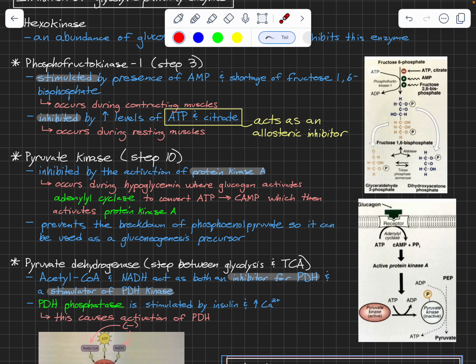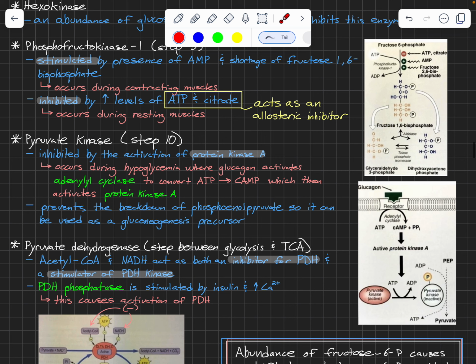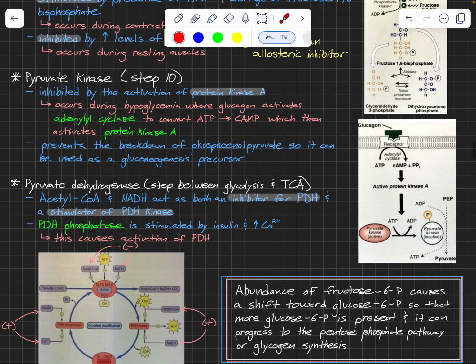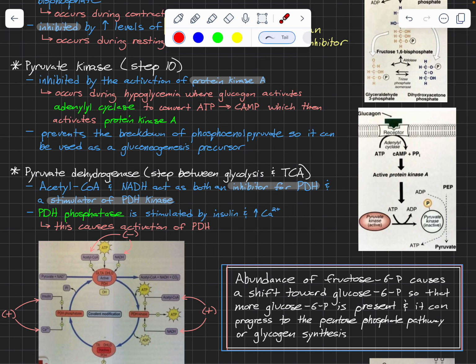We don't need any more energy, and we just don't want to have an overabundance of all these products that we're not going to use in the moment. And that usually just occurs during resting muscles, which makes sense because we're not doing anything. We don't need energy. We'll talk about pyruvate kinase, which is inhibited by the activation of protein kinase A.